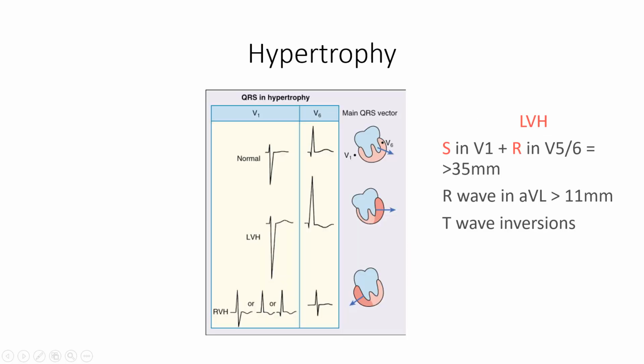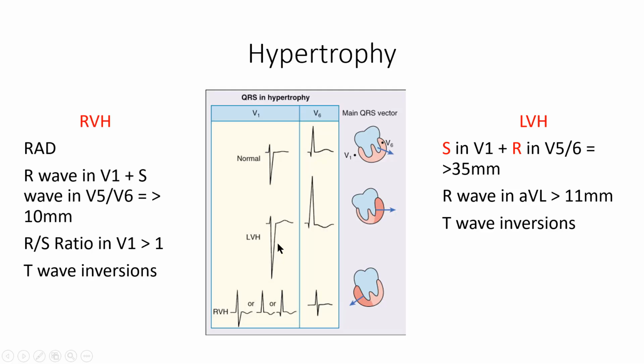In the case of hypertrophy, we can remember that left ventricular hypertrophy, as shown here, is established when the S wave, the negatively deflected wave in V1, plus the R wave, positively deflected in V5 or V6, measures greater than 35 millimeters. Some have proposed an R wave in AVL being greater than 11 millimeters as a sole criteria for left ventricular hypertrophy. Also, we should be aware that there are T wave inversions and ST segment abnormalities associated with LVH.